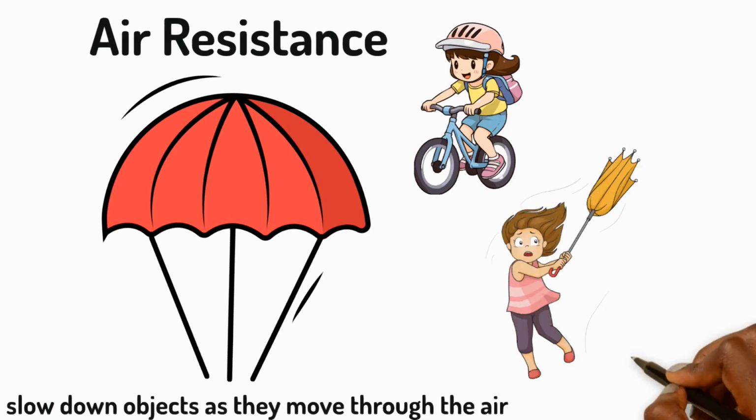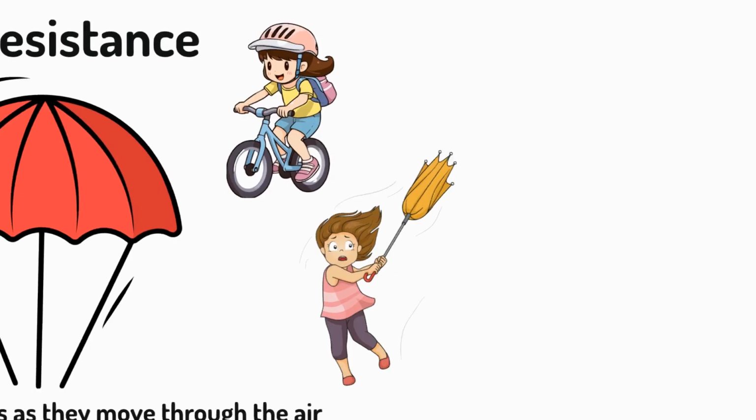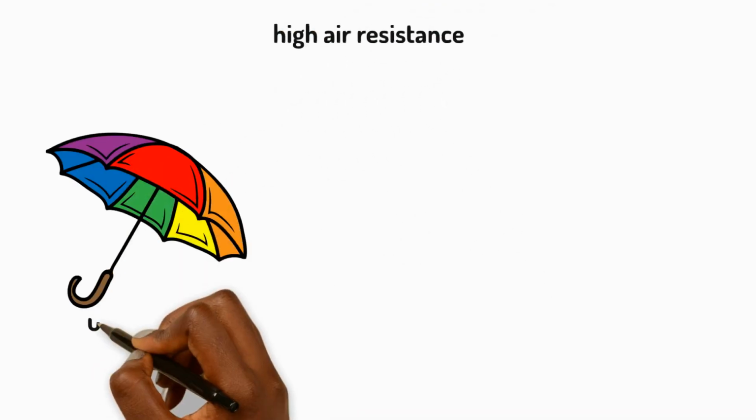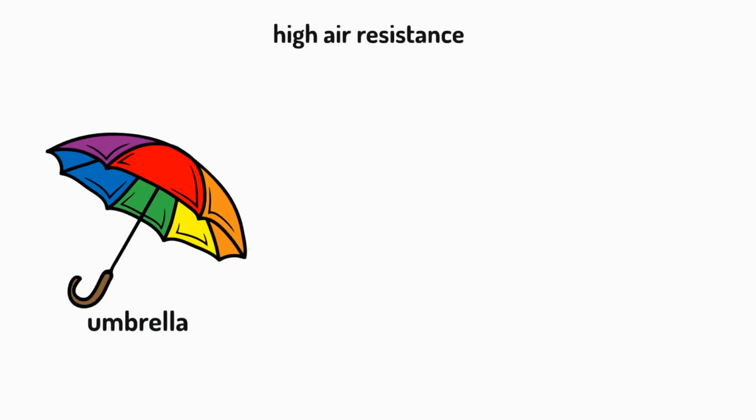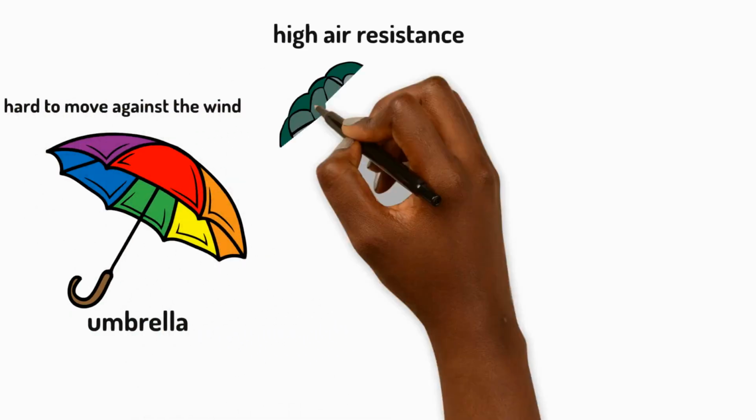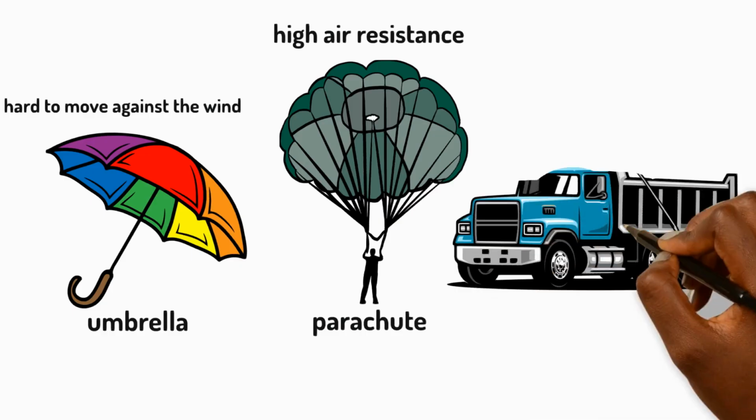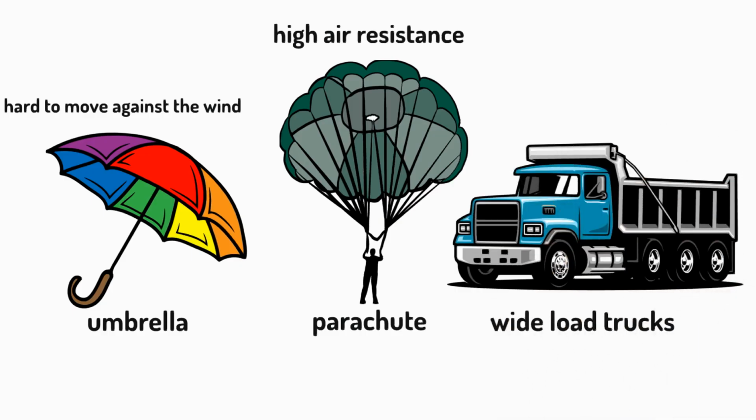When air resistance is high, objects slow down quite a lot. Some examples are the force of wind on an umbrella, making it hard to move against the wind, or parachutes, which are actually designed to have high air resistance. This helps them to fall slowly and land safely. Or bulky, wide-load trucks, which can slow down quite a lot due to strong winds on the highway or motorway.